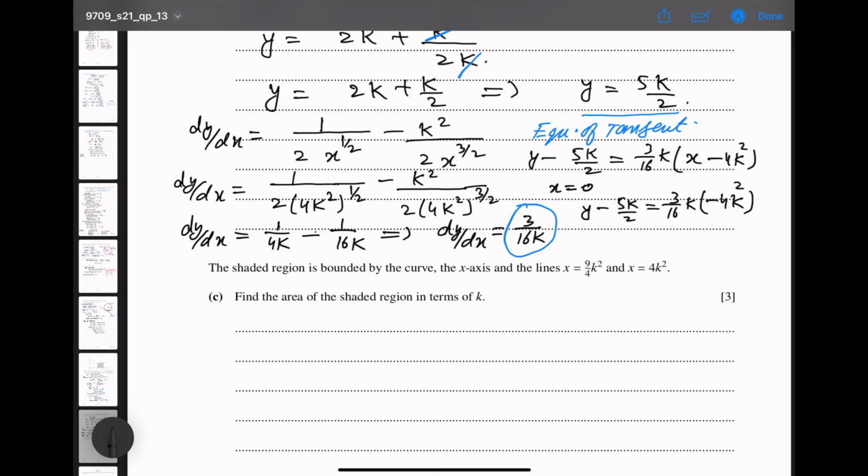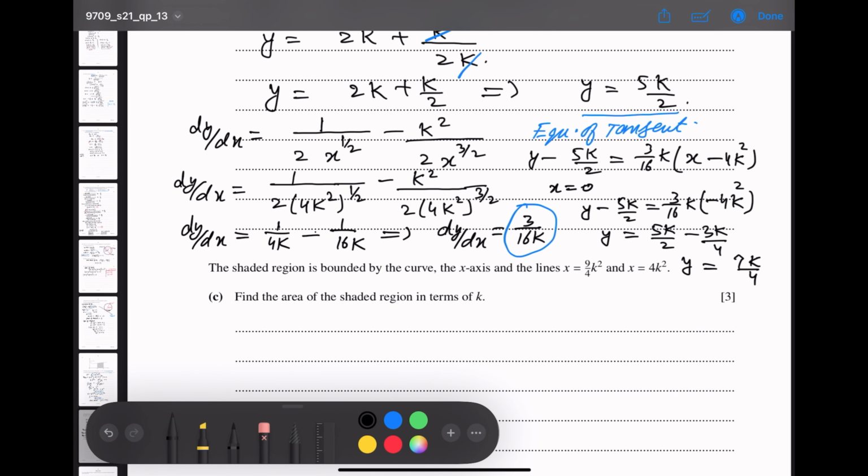After simplifying it, we get the value of y will be 5k over 2 minus 3k over 4. Simplifying it, we get the value of y will be 7k over 4. This is the answer.